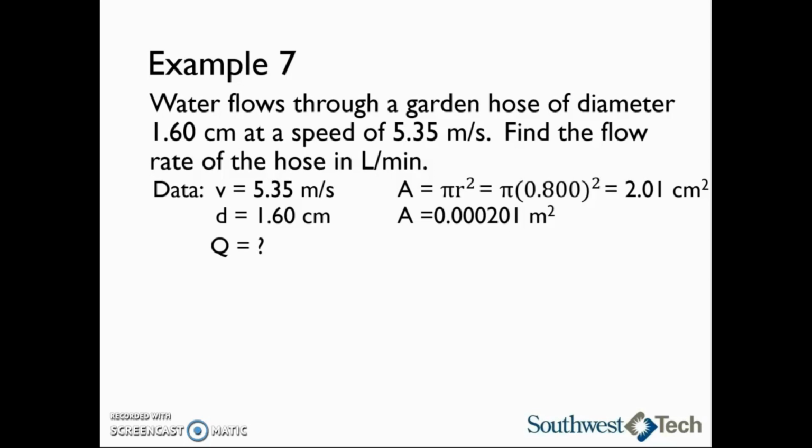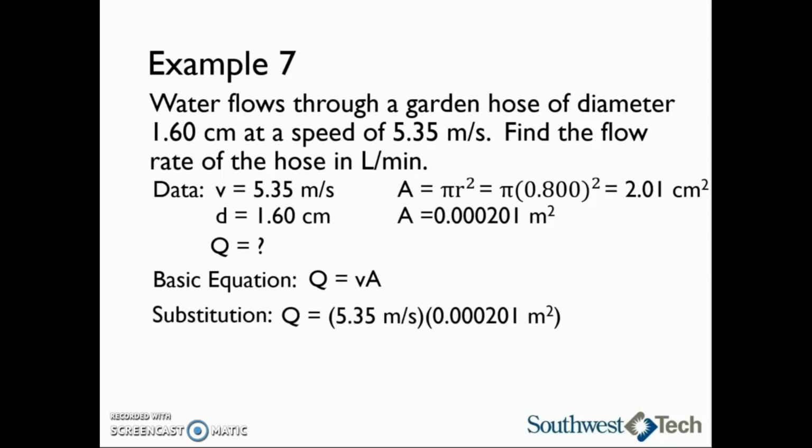We are trying to find Q, the flow rate. Now that we have the correct area, the basic equation that we need is that Q, the flow rate, equals the velocity times the area. Since this is already written in terms of Q, we can go directly to the substitution step. Q equals 5.35 meters per second times 0.000201 square meters. This gives us a flow rate of 0.00108 cubic meters per second.